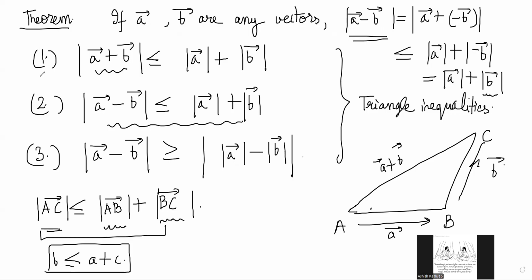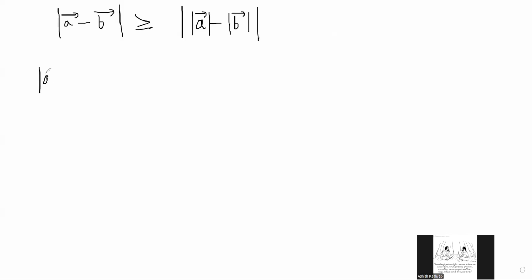And now we can also show the third identity. So let's do the proof of the third identity. We have to show that mod of A minus B is greater than equal to mod of A minus mod of B, right? So what we can do here is we can write mod of A as mod of A minus B plus B. That is the same expression actually. We are adding and subtracting the same vector B, right? So we can say that this is less than equal to mod of A minus B plus mod of B. And that comes from the first property, the triangle inequality, right?